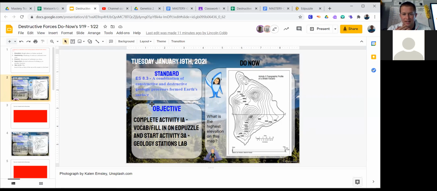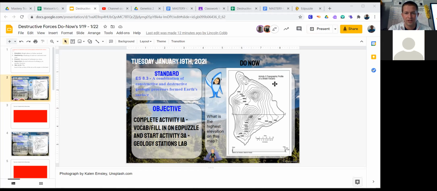So the question is, on this map, what is the highest elevation? Can you see that number in the middle? You can go ahead and type it in the chat or just tell me. The highest elevation. Good. Oh, you can't see it? Okay, so it's 13,000 feet.